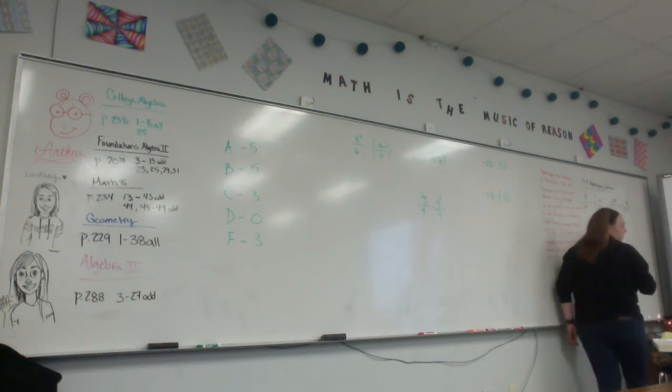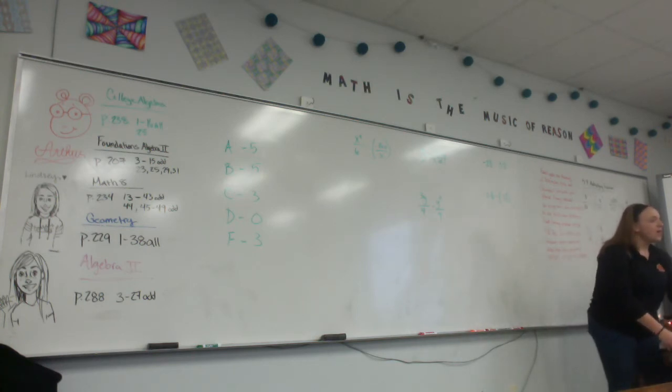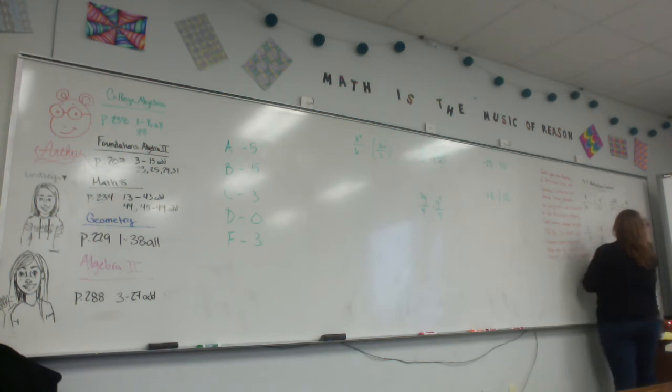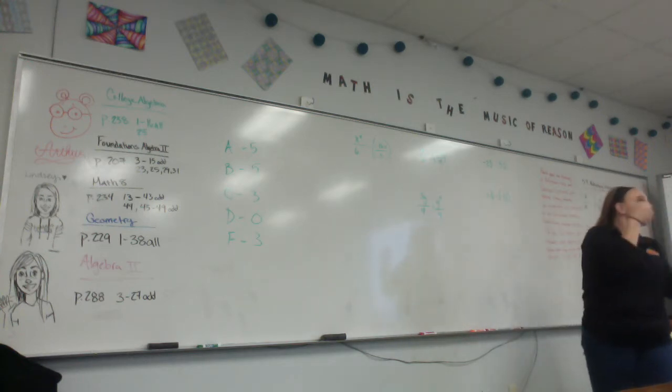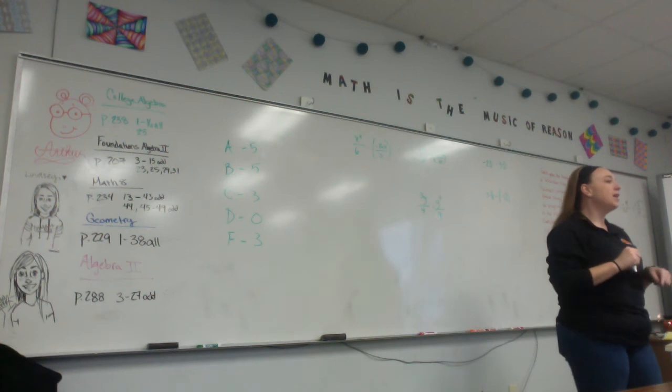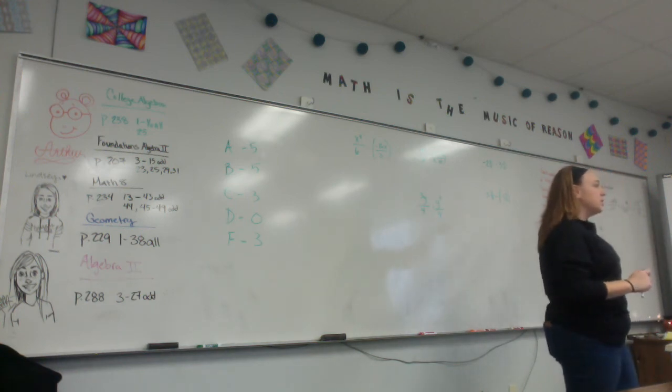Can that reduce any further? Yes, into what? 2. Yes. Divide by 2, so you get negative 2 over 15. Beautiful. Remember, on your quiz, I kept saying reduce, reduce, reduce. A lot of you missed points because you did not reduce. Always, always, always reduce. Okay?